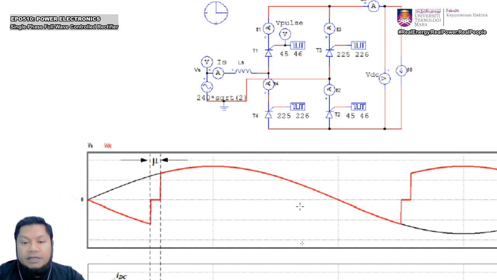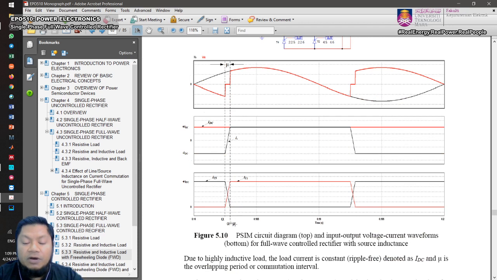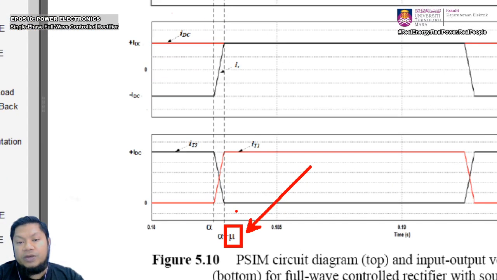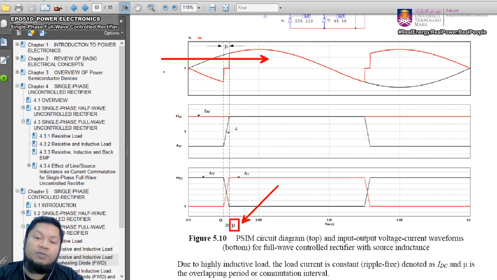All right. So to analyze the circuit, we're going to start by looking at the equation for u, the overlap angle. We're going to find what u is, and then we're also going to look into the output voltage equation, the average output voltage equation.